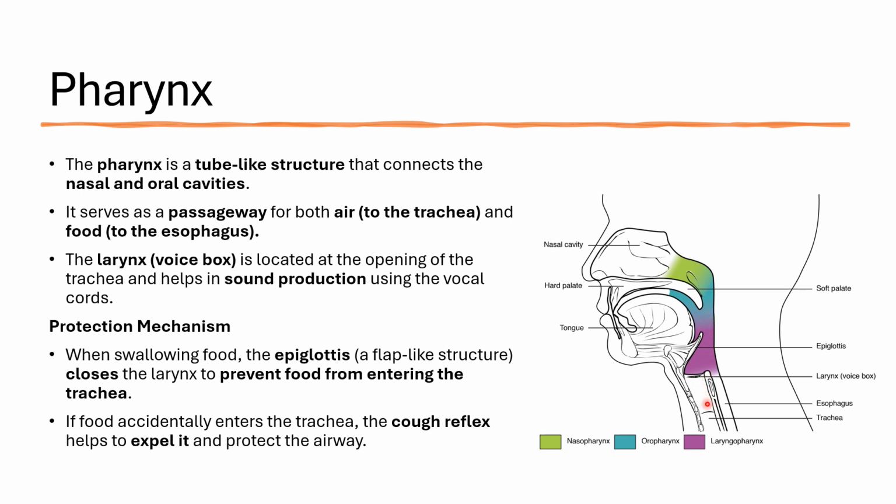In any case, if food accidentally enters the trachea, that is when you get the cough and you cough out that food. So that is a cough reflex. You get a cough reflex, and it helps to expel the food which tried to get in the airway, and that is how it protects the airway using the epiglottis.